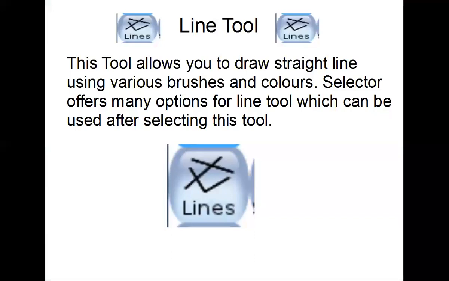Clear? Number 1, click on the line tool from the toolbar. Second, select the desired brush from the selector. Step 3, choose any color from the color palette. And fourth, put the cursor on the drawing canvas, press the left mouse button and drag the mouse and draw the desired drawing. Okay, clear? Steps to use the line tool.